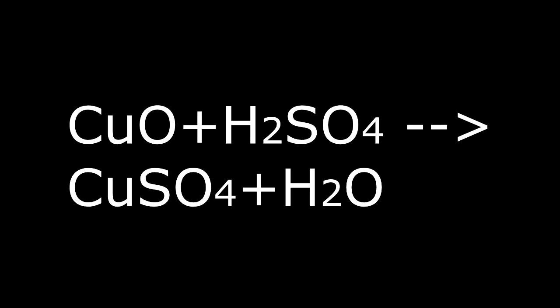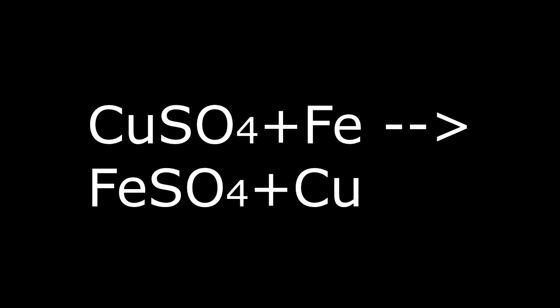The first reaction that they used was when cupric oxide reacted with sulfuric acid to produce cupric sulfate and water. Next, they used the cupric sulfate that was produced and added iron to it to isolate the copper. In this reaction, the cupric sulfate reacts with iron to produce ferrous sulfate and copper metal.